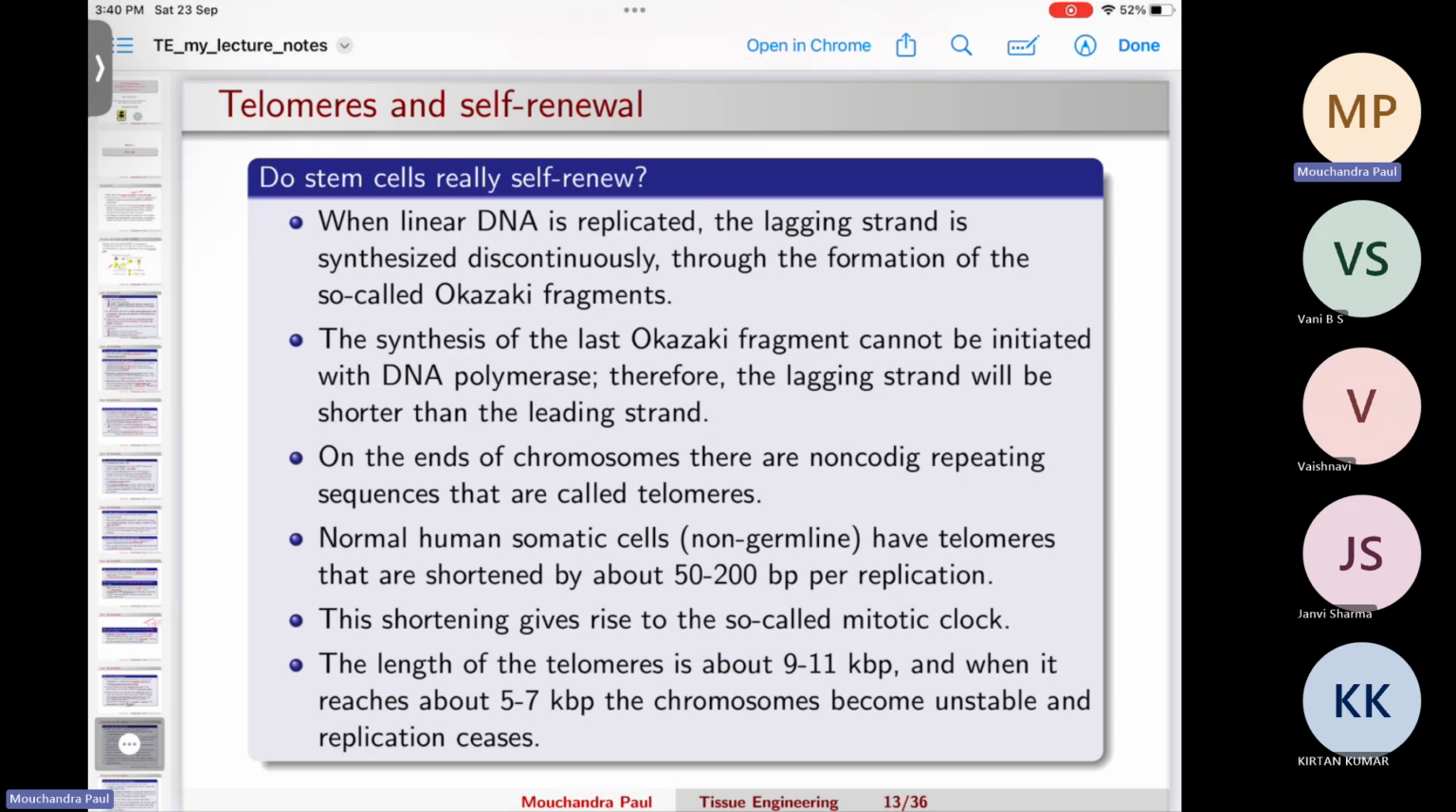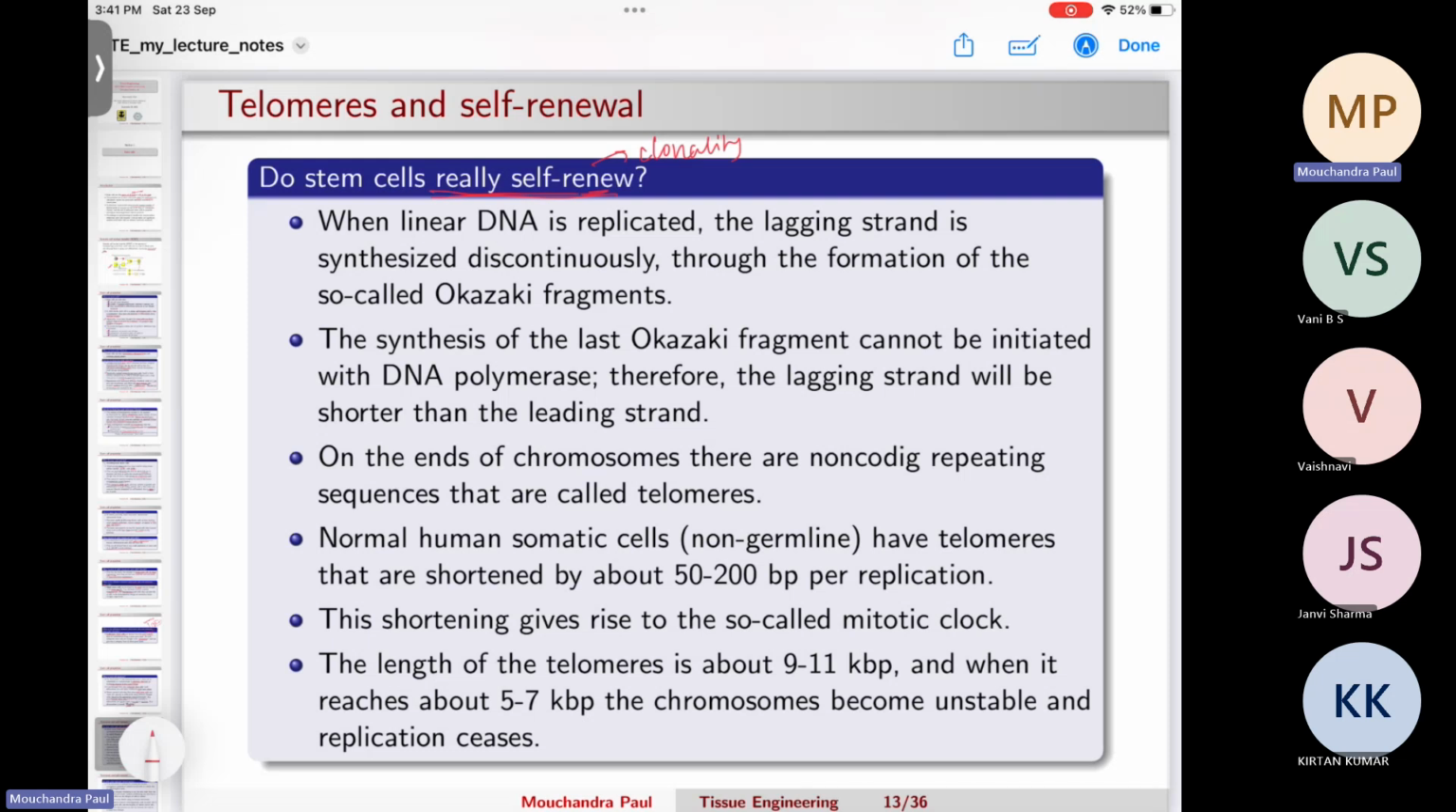So do stem cells really self-renew? If you remember, self-renew means clonality, clones. Two things are clones if they're exactly identical. So when the stem cells divide and form new stem cells, are they exactly similar to each other, or does something change at the gene level or at the chromosomal level? So we will understand that now.